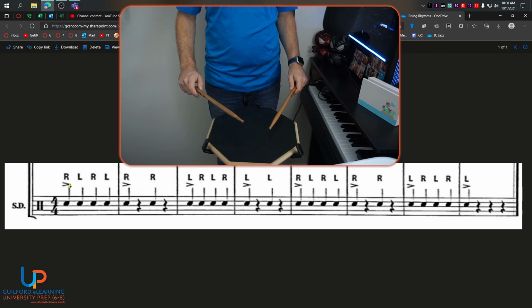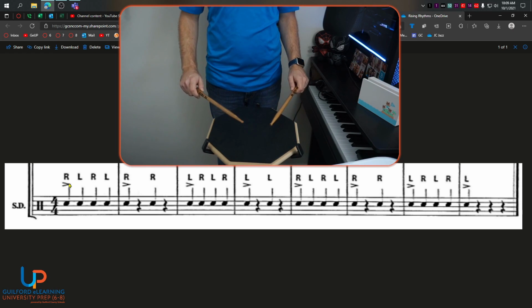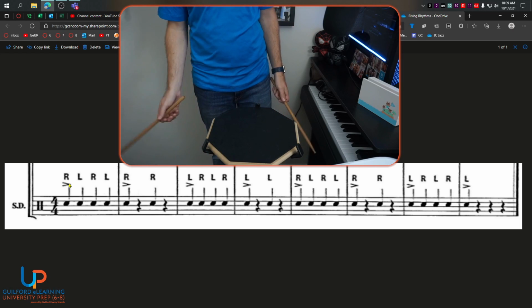Here's the first bit. 1, 2, ready, go. Accent, low, low, low, accent. Oops, I did accent, accent. Okay, so that's the first thing. Make sure measure 2, it's accent and then low. Accent, low. Okay, let's start over so I can get it right.